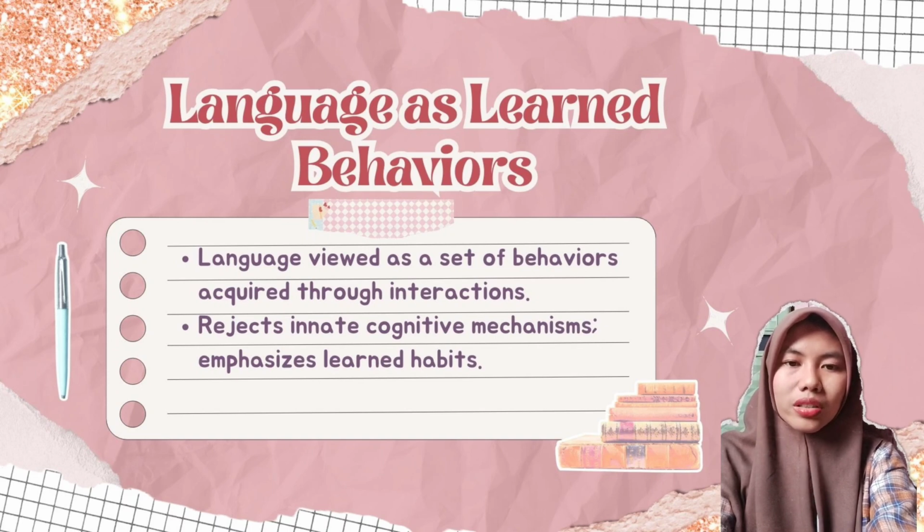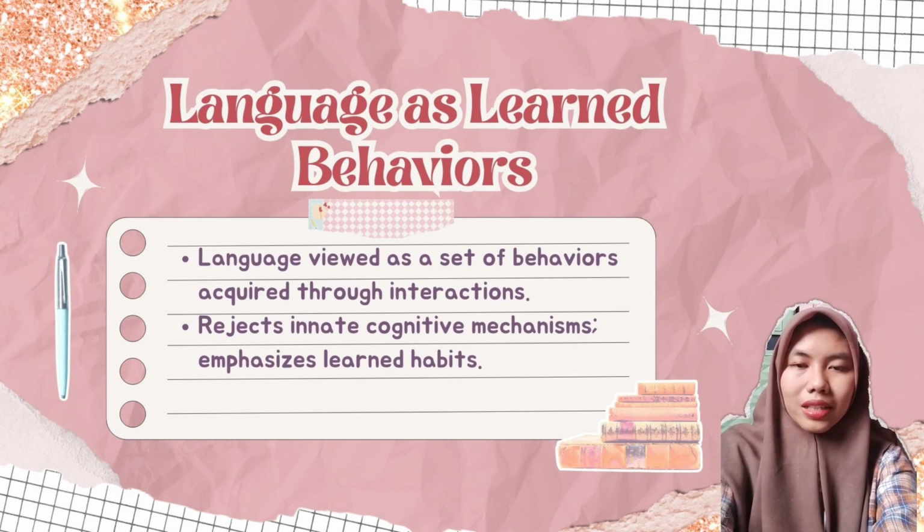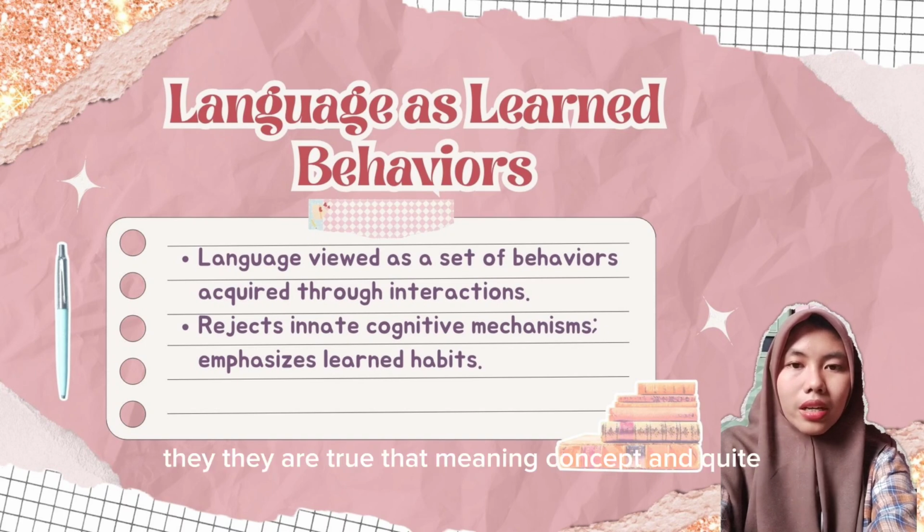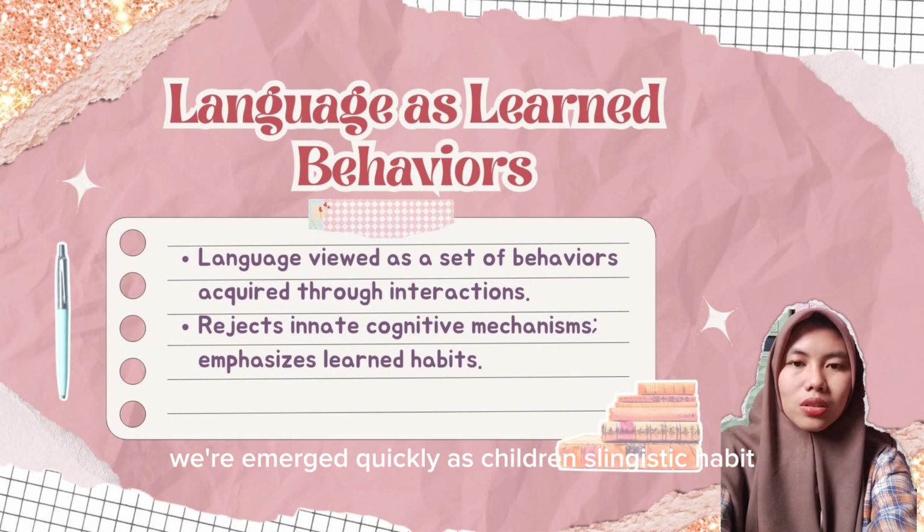Over time, through continuous conditioning and reinforcement, children form stable association between environmental stimuli and vocal responses. This association becomes habitual, allowing the child to produce appropriate language in given contexts. Behaviorists reject the idea that language develops due to innate cognitive or mental mechanism. They argue that meaning, concept, and grammar emerge gradually as children's linguistic habits become more complex and systematic.